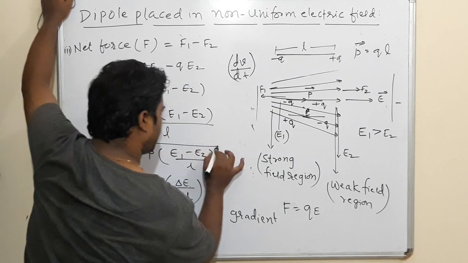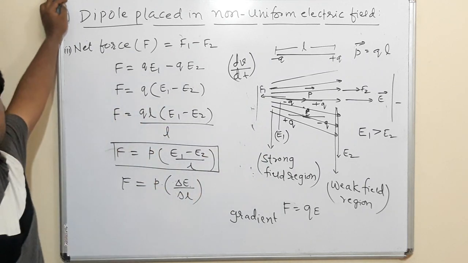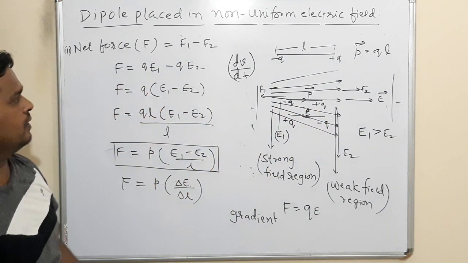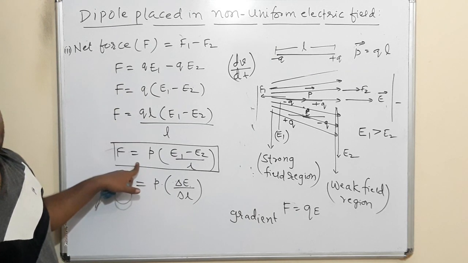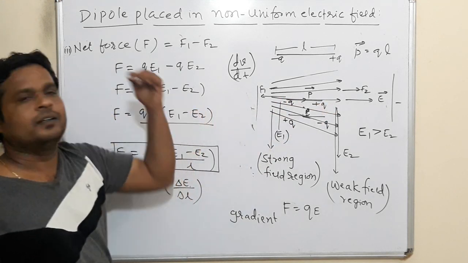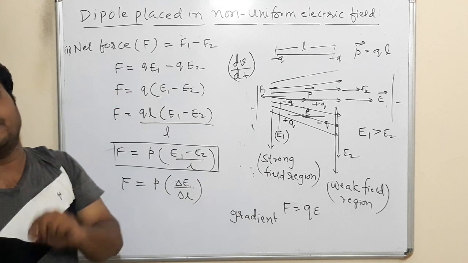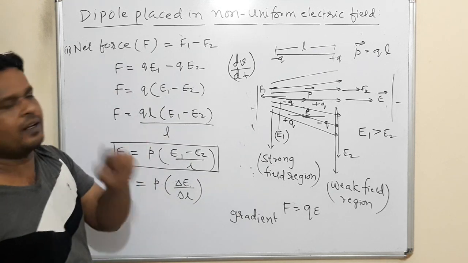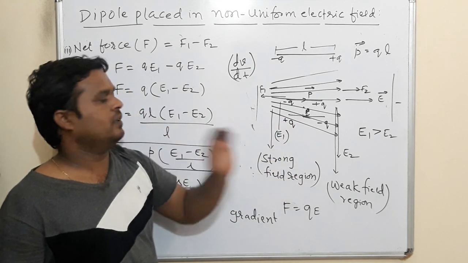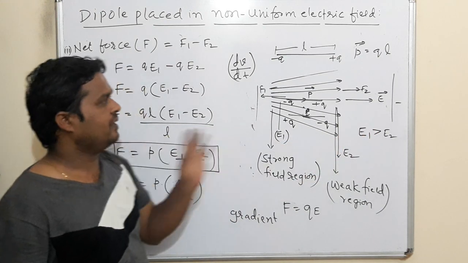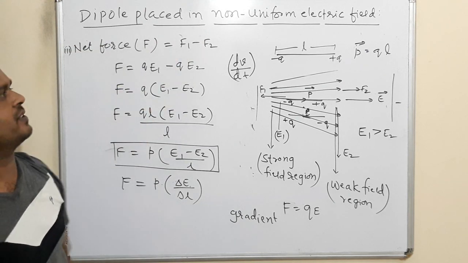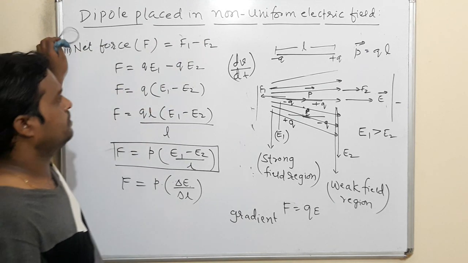So this is the net force acting on the dipole: the difference in the strength of electric fields divided by length, into P. This gives me the force acting on the dipole. Under this force, the dipole will move either towards left or right, depending on whether P is parallel or anti-parallel to E. If P is parallel to E, it moves towards the strong field region. If P is anti-parallel to E, it moves towards the weak field region. Remember these when the dipole is placed in a non-uniform electric field.